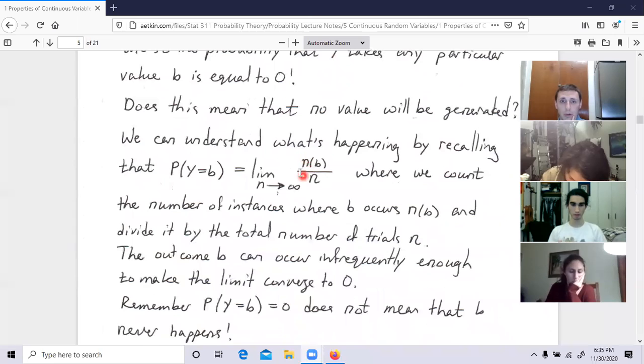And we talked about the limit NB divided by N, right? We will observe that this limit is equal to 0, but B can actually happen. That's what I'm saying. It might happen, but it will happen very infrequently. In fact, if you actually observe a hair being cut, that place where the hair was cut, if you could simulate it again and again and again, you will never make the same observation twice.